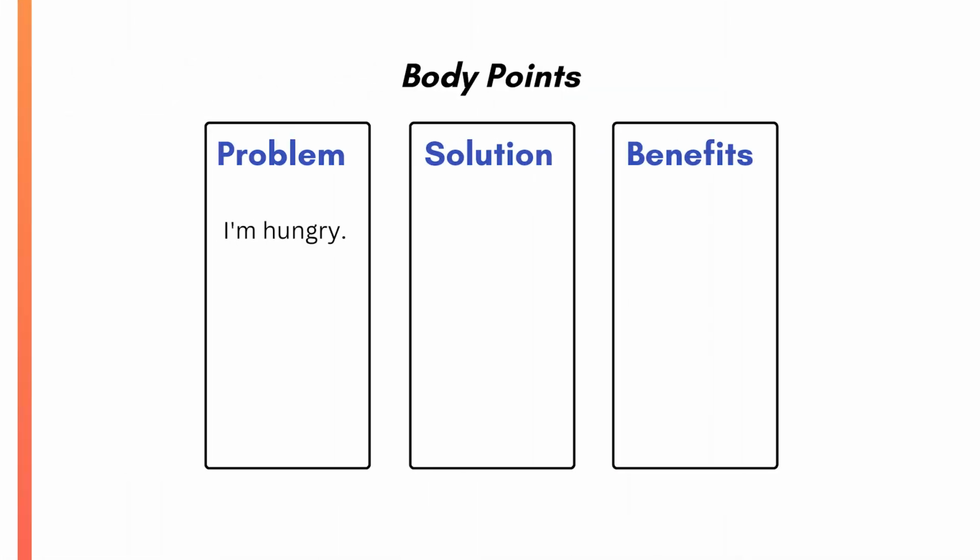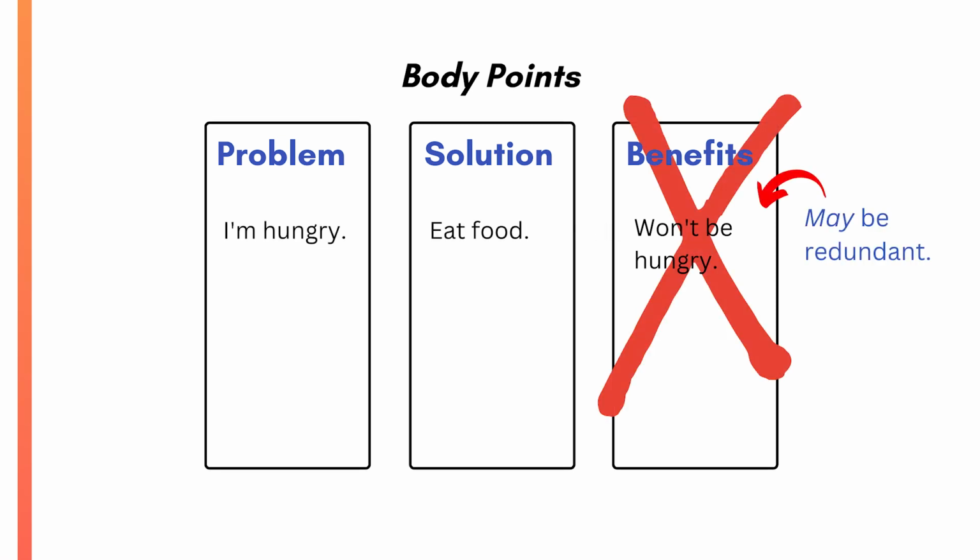That might be a little like saying, the problem is I'm hungry, the solution is I'm going to eat some food, and the benefits are I won't be hungry anymore. If that benefits point is really obvious for any reason, you may opt to just go from problem to solution and then go to your conclusion.